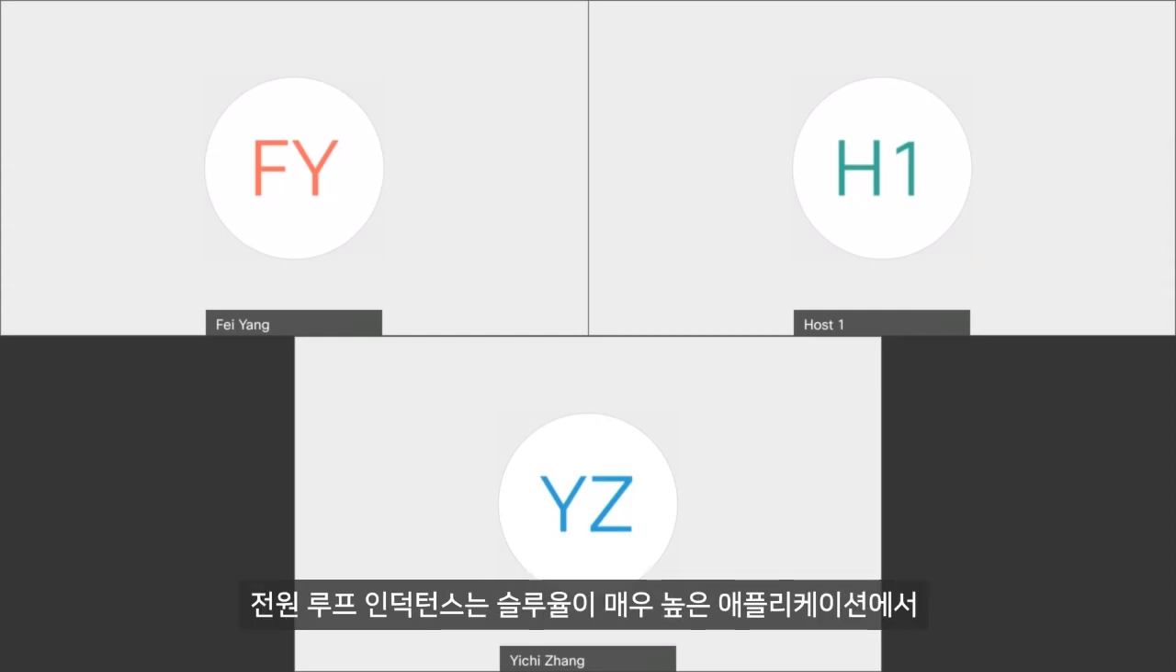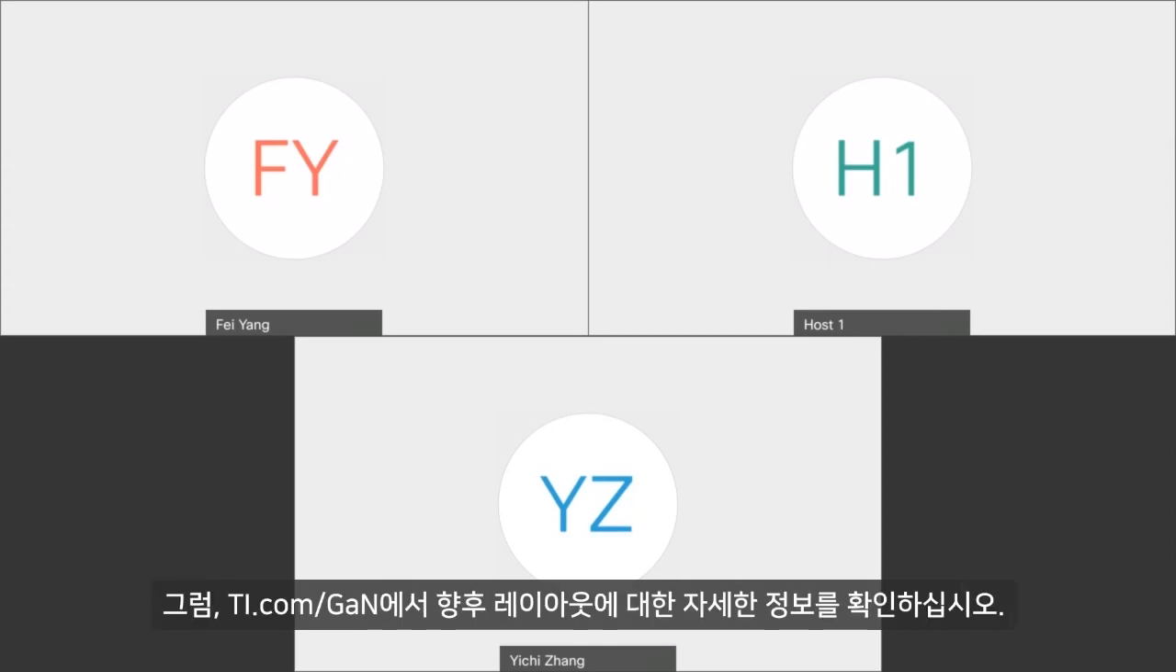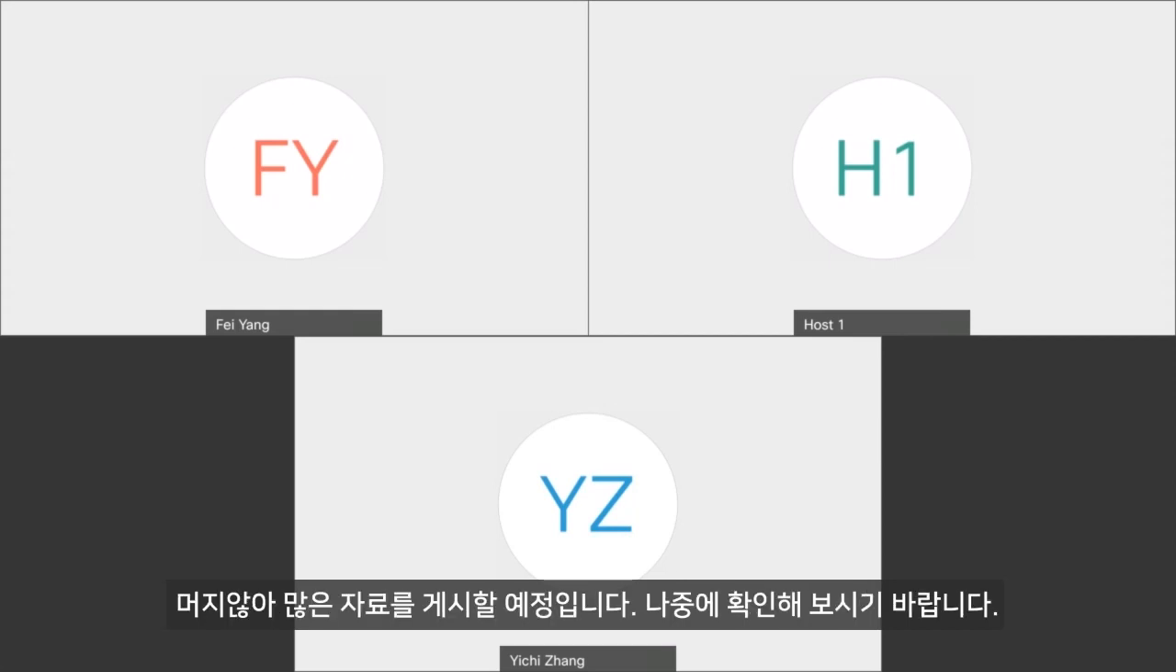Power loop inductance will cause a lot of issues such as ringing and voltage overshoot in a very high slew rate application. So it's very crucial to have an optimized layout for the GaN device. Please check back on ti.com/GaN for more information about layout in the future. We will be posting a lot of materials in the near future, so please go and take a look.